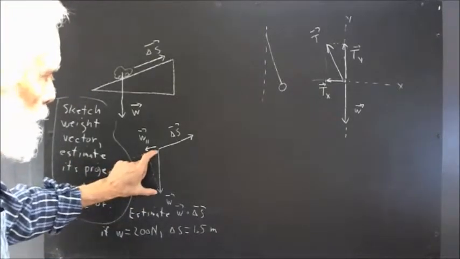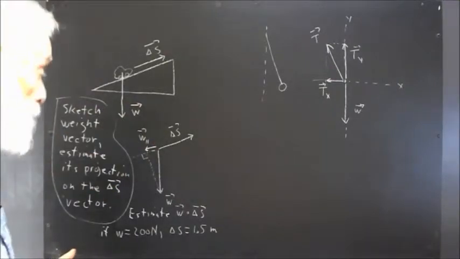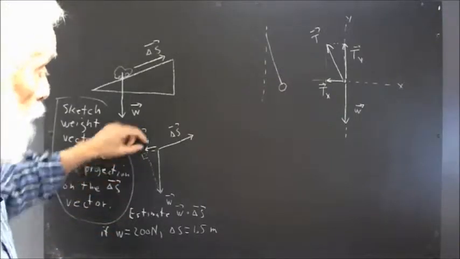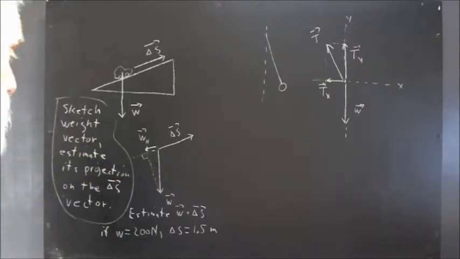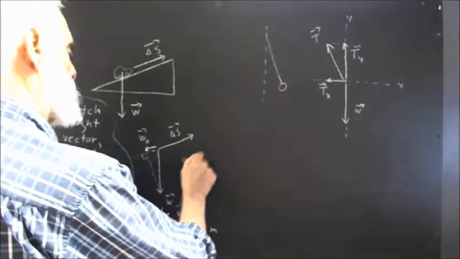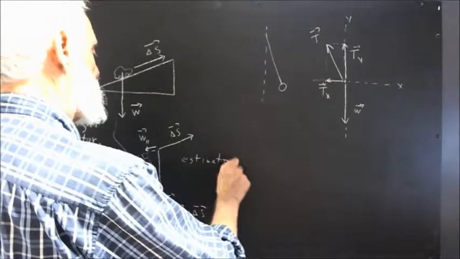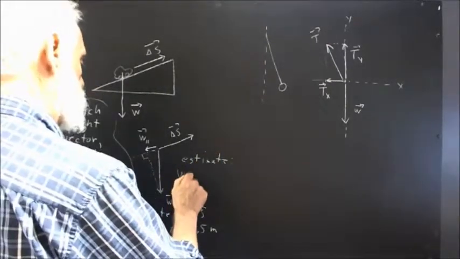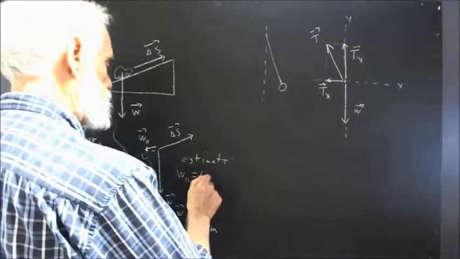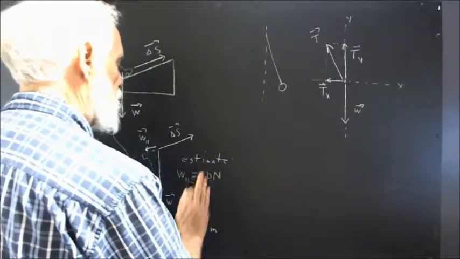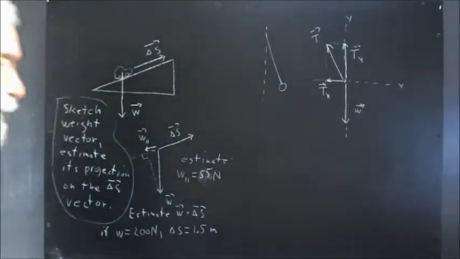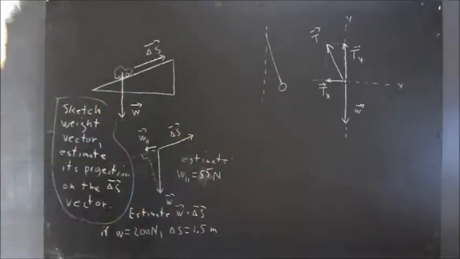Okay, if this is 200 newtons, how big is this? Clearly less than half of 200 newtons. Okay, probably around a quarter or a little more than a quarter. So I'm going to say our estimate of W parallel is, let's say, no, I don't like 60, that's too big. It's less than a third. I'm going to say 55 newtons. Okay?